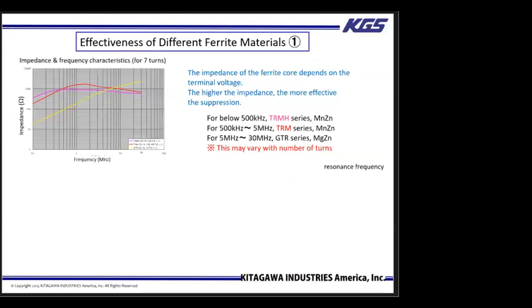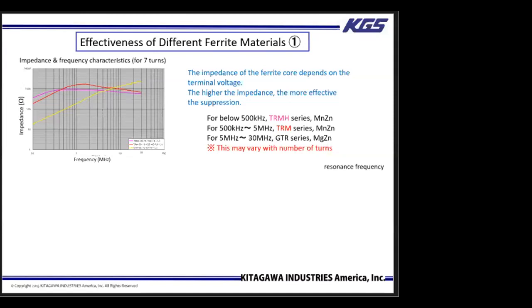Next, we will cover how different ferrite materials will affect suppression level when turned 7 times. Each ferrite material targets different frequencies. So we have the pink graph, which is for the TRMX series. It is targeting below 500 kilohertz. The red graph is for the frequencies 500 kilohertz to 5 megahertz. And the yellow graph is for the frequencies above 10 megahertz.